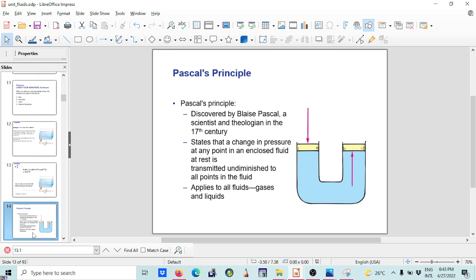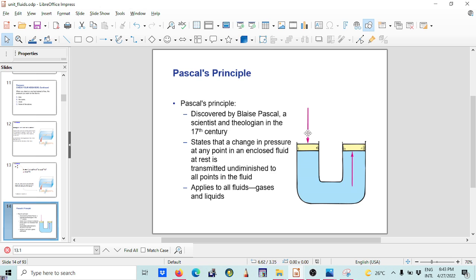So I'm trying to follow your book. Okay, Pascal's principle. It's very important because it has many applications. It doesn't say he was French, but he was French, 17th century. It says here that if you have a fluid that is not moving, and you push that piston, the same pressure will be transmitted to all points of the fluid. So you have to read that. The fluid has to be at rest, not moving.